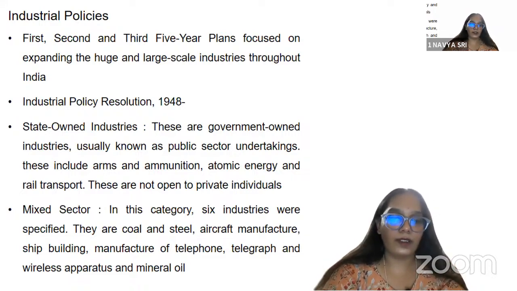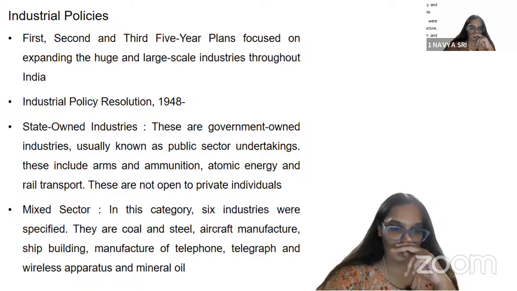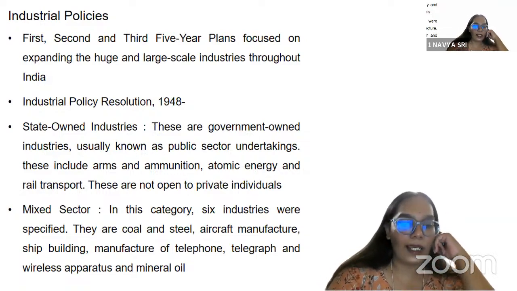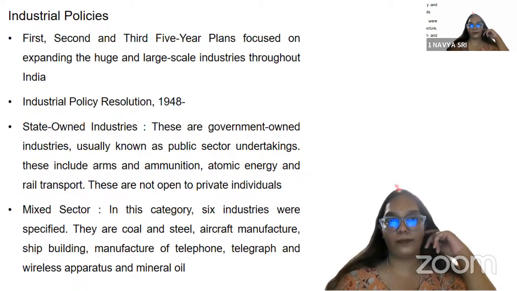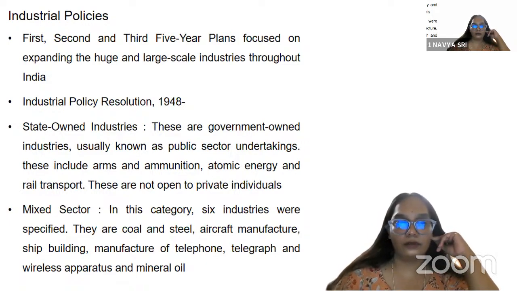Then mixed sector. What is mixed sector? Six industries were specified: coal, steel, aircraft, ship building, manufacturing of telephone, telegraph, and wireless apparatus, and mineral oils. This sector encourages both private and public sector industries where the share could be divided.